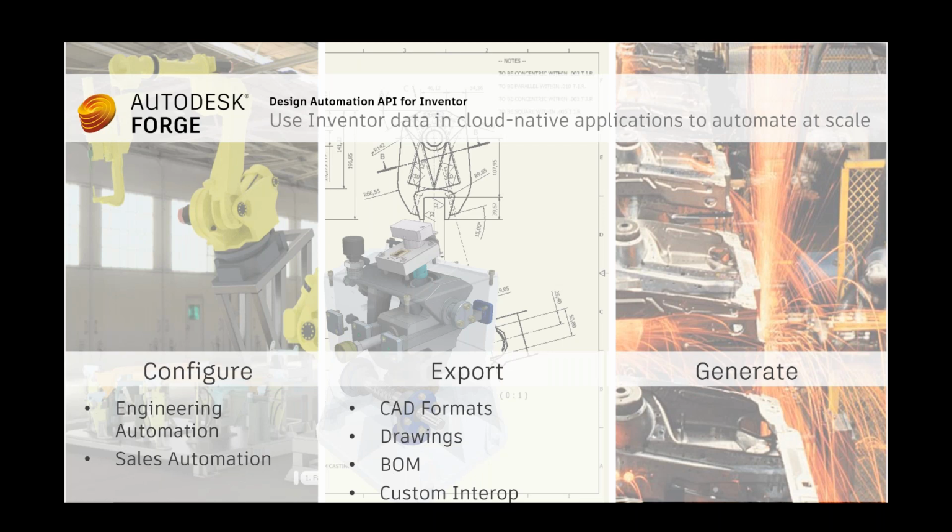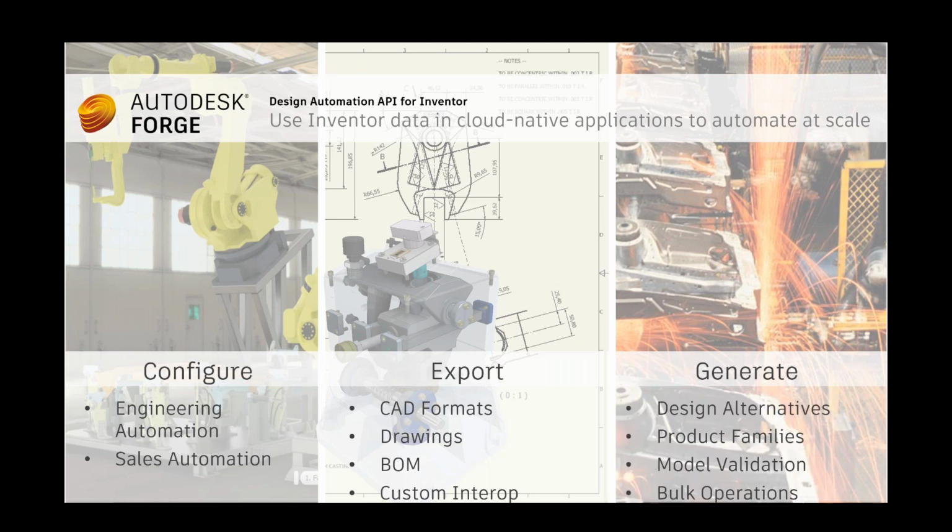And then if we look at the generate workflows, we're looking at things like potential design alternatives, bucketizing things in product families, being able to do some custom model validation or possibly some business rules enforcement, or to be able to do some bulk automation or bulk operations like you've done in Task Scheduler today. So these are primary workflows we're looking at, but since you can upload and run any code on Design Automation, we want to make sure these workflows work smoothly, but we're not going to prevent you from doing really whatever you want to do via the API in the cloud.